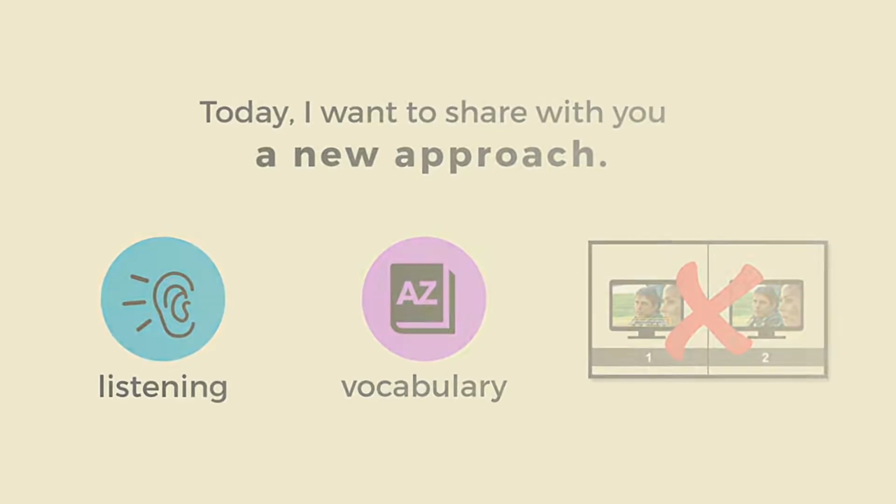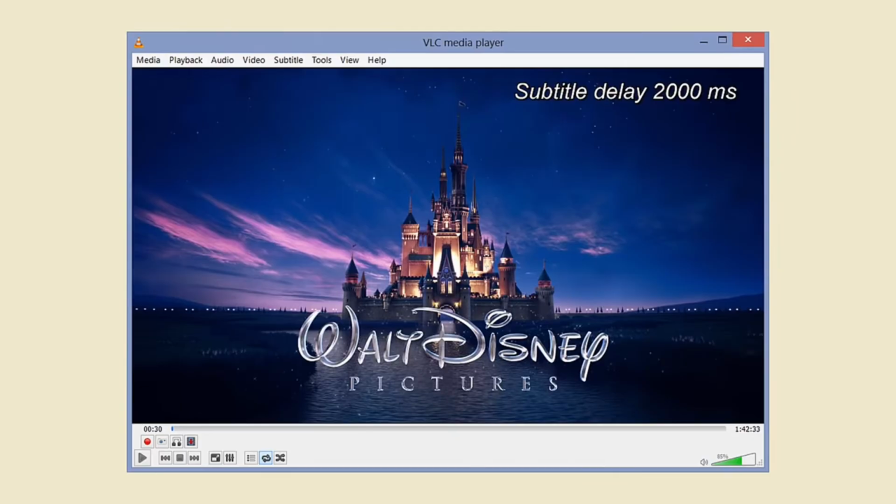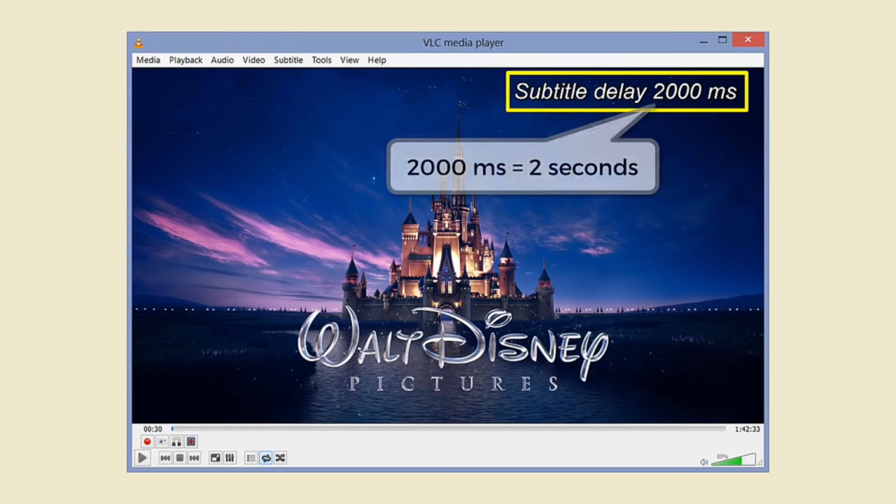Here's what it is. Watching movies with delayed subtitles. To use this approach, you need a movie player that can delay subtitles. Now, before you watch a movie, turn on the English subtitles and then delay the subtitles for about 2 seconds. This will make the subtitles appear 2 seconds later than usual.